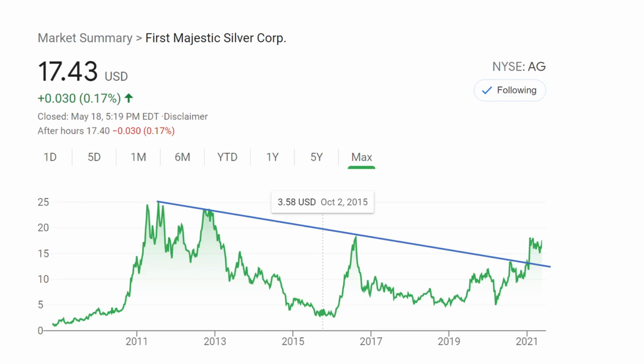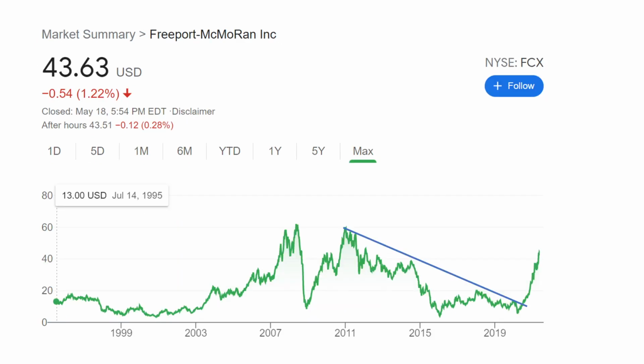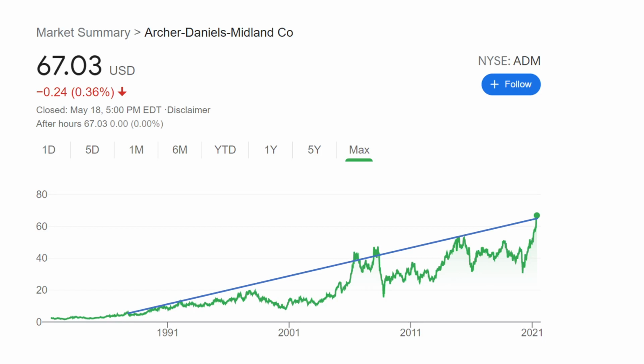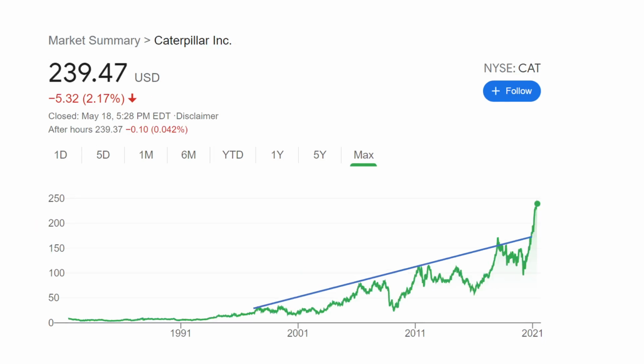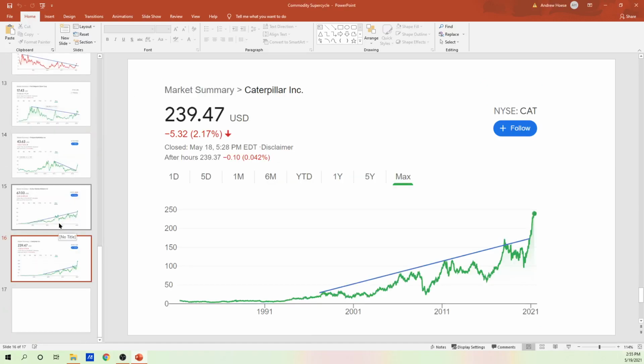You've got First Majestic Silver, a silver company, breaking to the upside. Big chart patterns being broken. Freeport-McMoRan, copper company, breaking to the upside. Archer-Daniels-Midland, breaking to the upside. Caterpillar, breaking to the upside. They're making equipment for a commodity bull market that's coming.